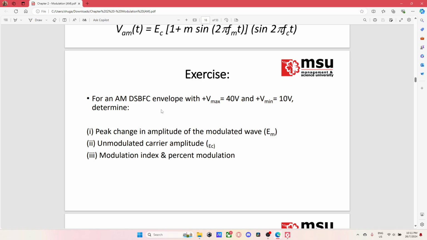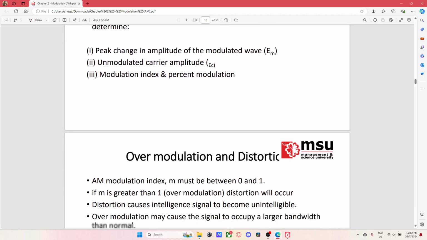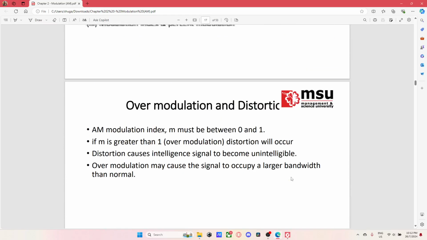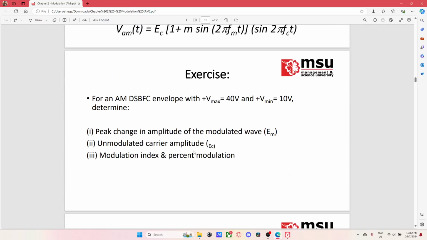So here is an exercise that you can try for an AM DSBC envelope with Vmax equal to 40 volts and Vmin equal to 10 volts. Determine the peak change in amplitude of the modulated wave EM. Then find the unmodulated carrier amplitude EC, as well as the modulation index and the percentage modulation. Do try this. I will put this inside the Google Classroom later.